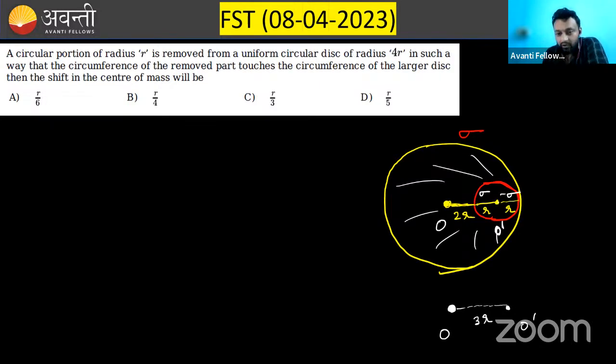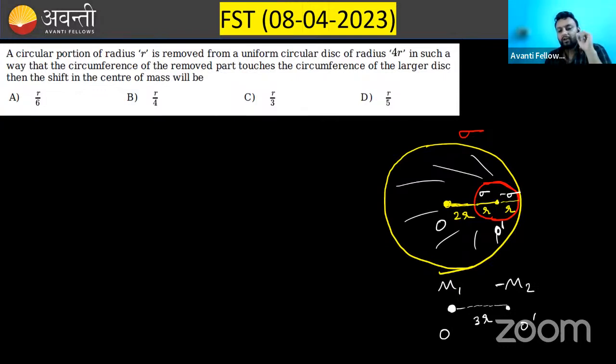Clear. Now one more thing. What is the mass of the whole disk? I am supposing it to be M1. What is the mass of the small hole? Let's suppose it to be M2. But this is negative mass, so I am taking it to be negative M2. Till now, everything is clear.